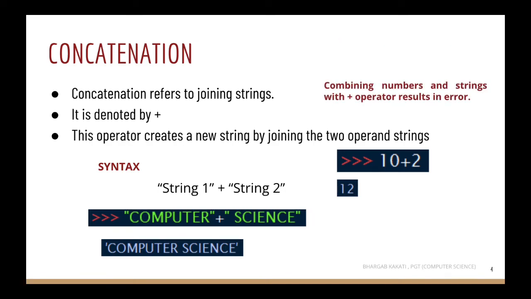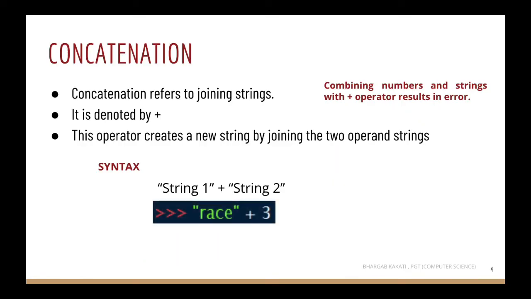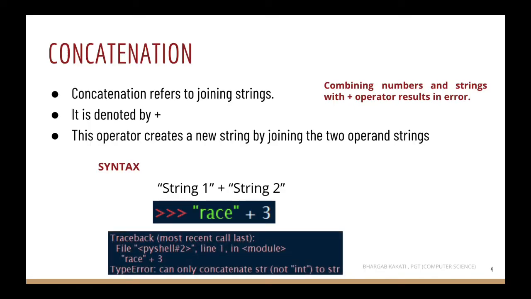Again, combining numbers and strings with the plus operator results in an error. For example, let us see the case here. Here we have "race" plus 3. "Race" is a string and 3 is a number, and this is prohibited in Python. If we try to do this, it will result in an error, as we can see on our screen here.